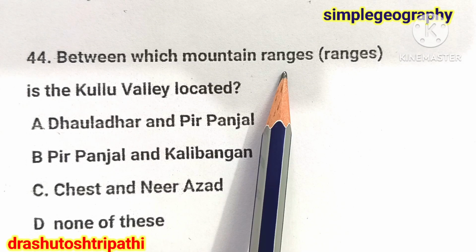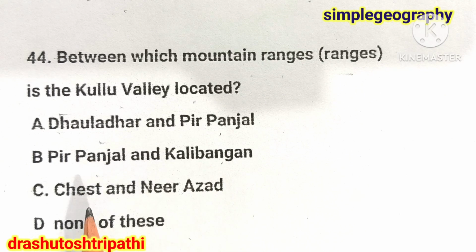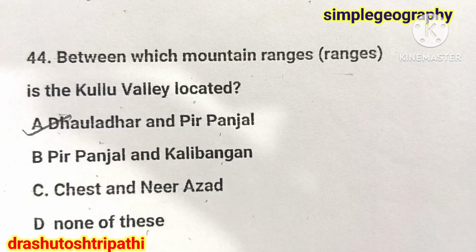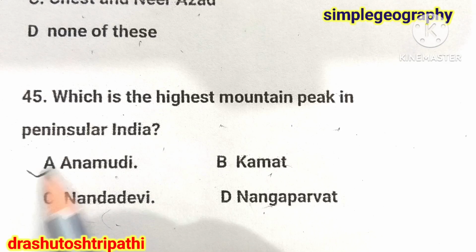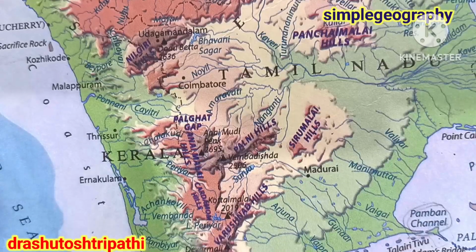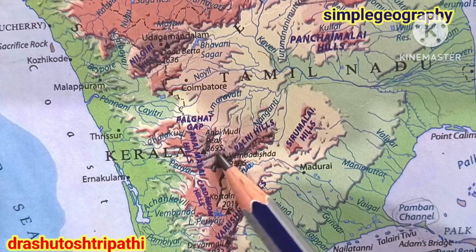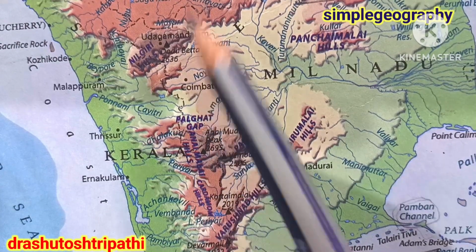In which mountain range or ranges is the Kullu Valley located: Dhauladhar, Pir Panjal, or Zanskar? None of these. The answer is A, Dhauladhar and Pir Panjal. Which is the highest mountain peak in Peninsular India: Anaimudi, Kamet, Nanda Devi, or Nanga Parbat? All these three are in the Himalayan region. The answer is clear, A, Anaimudi. This is the Annamalai Hills, and that is Anaimudi, 2,695 meters. It is the highest peak of South India, or Peninsular India, or the Sahyadri.